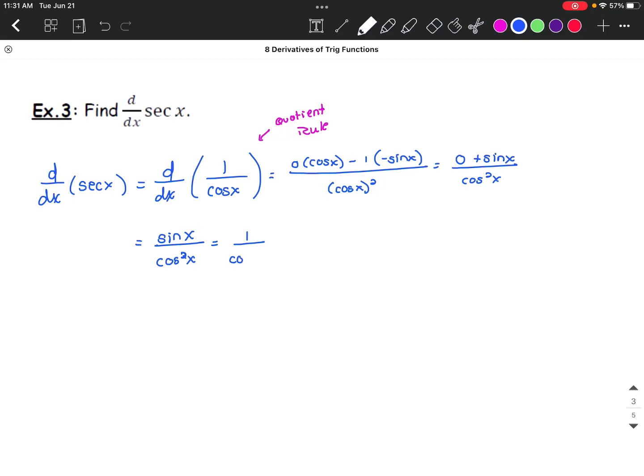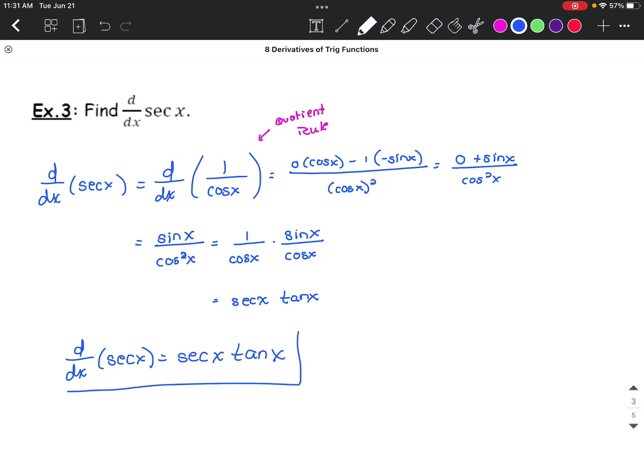What if I factor out one of the cosines from the bottom? Now does it look more familiar to you? Of course it does. 1 over cosine x, that's just secant x, and sine x over cosine x is tan x. So you have just shown that the derivative with respect to x of secant x is secant x tan x. Ta-da!